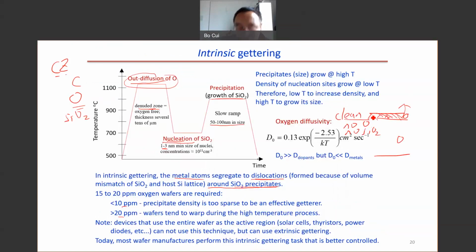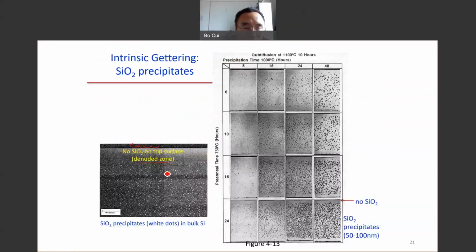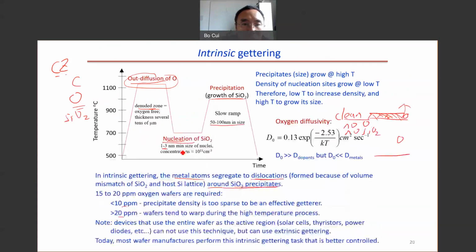This is the top layer, clean. So no particles on the top layer, it is clean. Below, you can see a lot of wet spots. Those wet spots are the silicon oxide precipitate. So the number of the wet spots is given by this step. The number is determined by the nucleation.